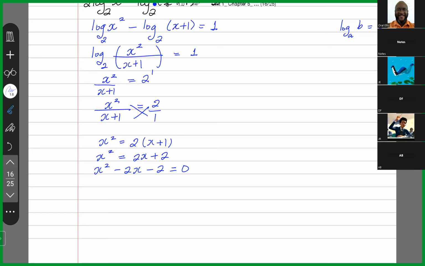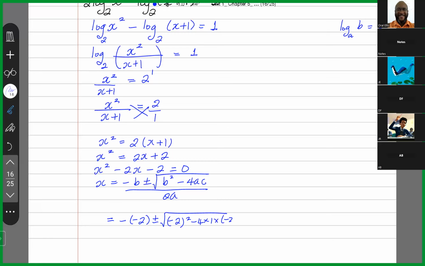Now, I do not think that this expression can be factorized. So if it cannot be factorized, I'm going to have to use the quadratic formula. So x is equal to minus b plus or minus the square root of b squared minus 4ac all over 2a. That's the quadratic formula. And in this formula, b is actually minus 2, a is 1, and c is minus 2. So x is equal to minus minus 2 plus or minus the square root of minus 2 squared minus 4 times 1 times minus 2, all over 2 times a, which is 2 times 1.